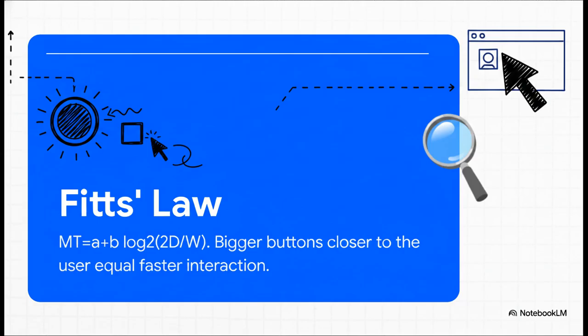Now grab a pen because the mathematical formula is MT equals a plus b log base 2 of 2D over W. Please isko likh lo. Examiners literally love this equation. Basically, this law proves that the closer and larger a target is, the faster the movement time to click it. Simple, right? That's exactly why call to action buttons are massive and corner buttons are infinitely easy to hit, because your cursor naturally stops at the edge of the screen.